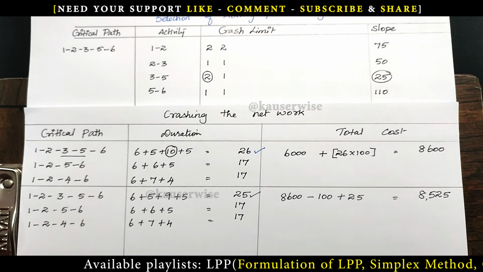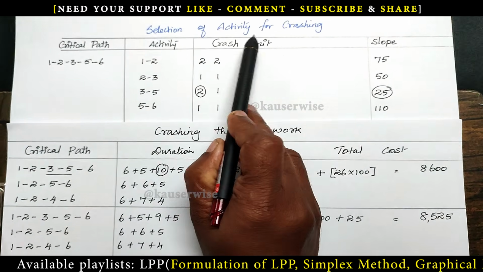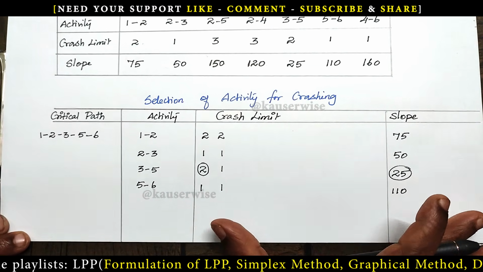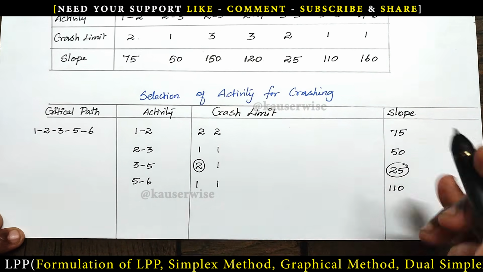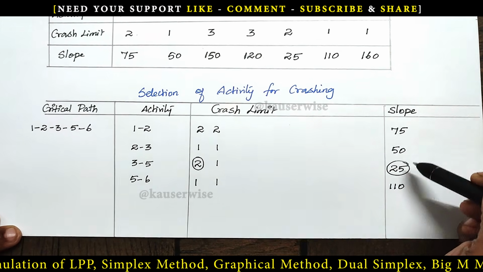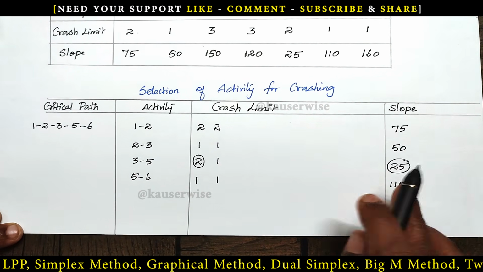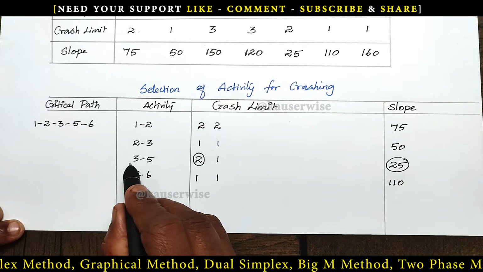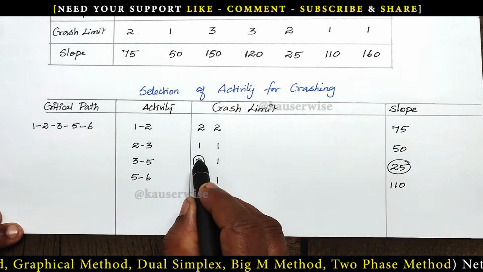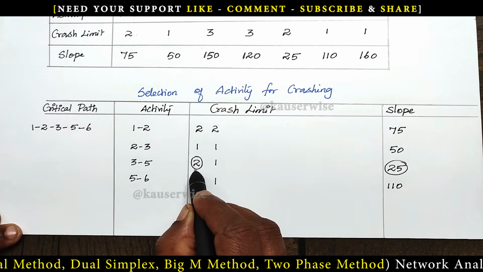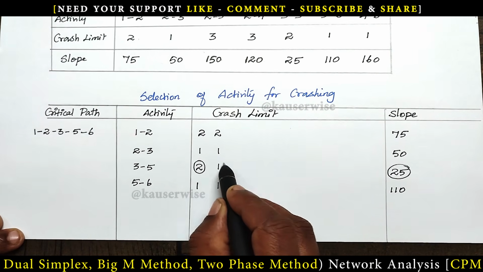Again, you have to go for the selection of activity for crashing. See the selection of activity for crashing table. Again, you have to select the least cost slope. So which one is the least value? 25. That is this particular activity, 3 to 5. So out of 2 crash limit, already we have crashed 1 day. Still we have 1 more day.